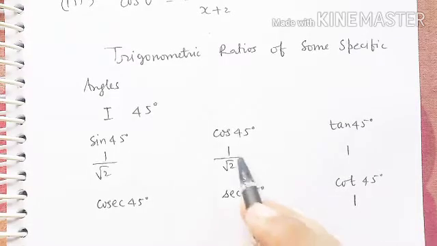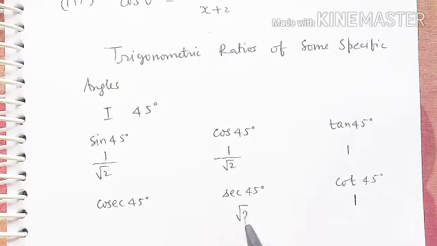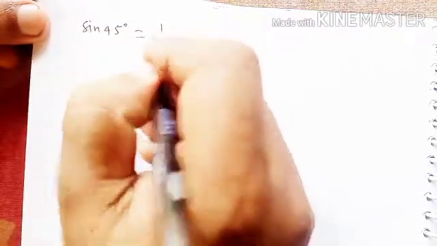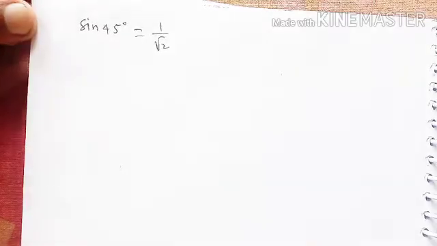The reciprocal of 1 by root 2 is root 2. One can ask why sin 45 degree is equal to 1 by root 2 and cos 45 degree is equal to 1 by root 2.